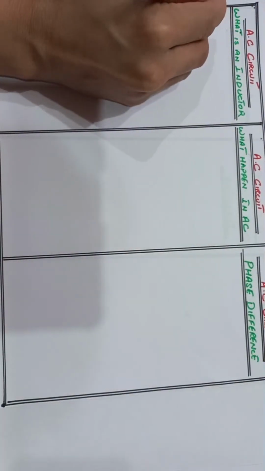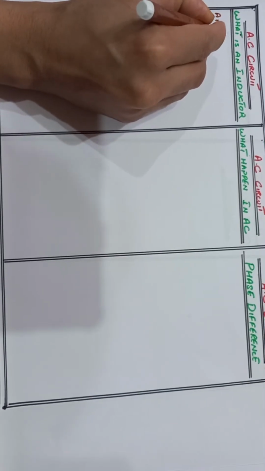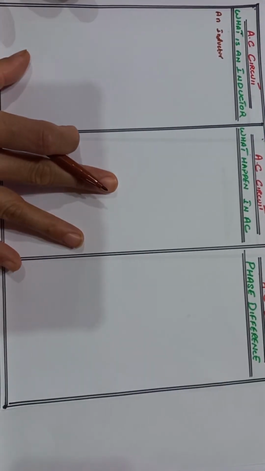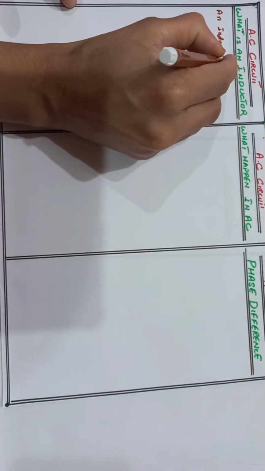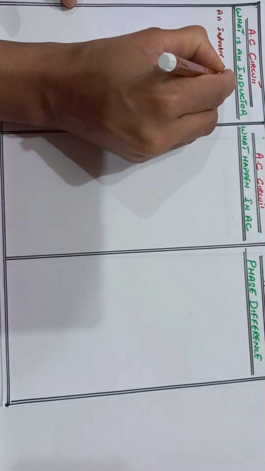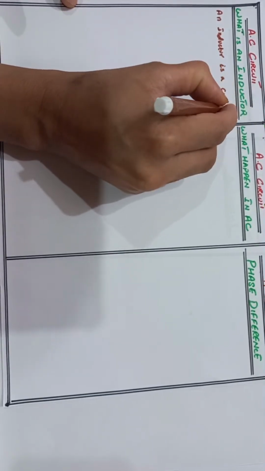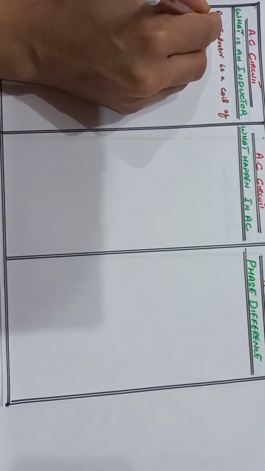So here we write: what is an inductor? An inductor is a coil of wire.